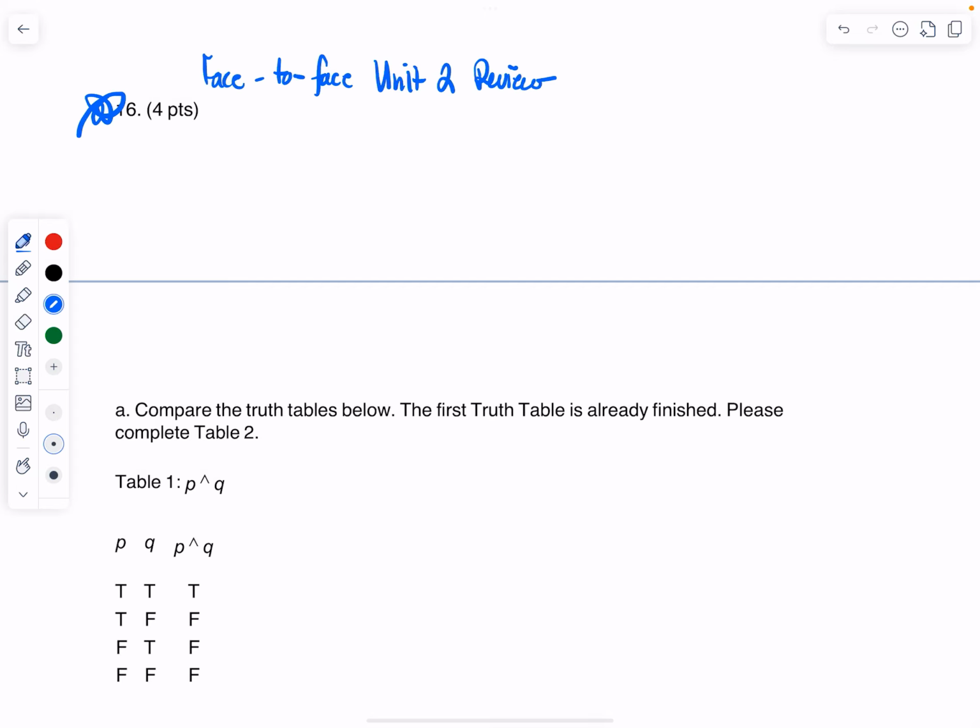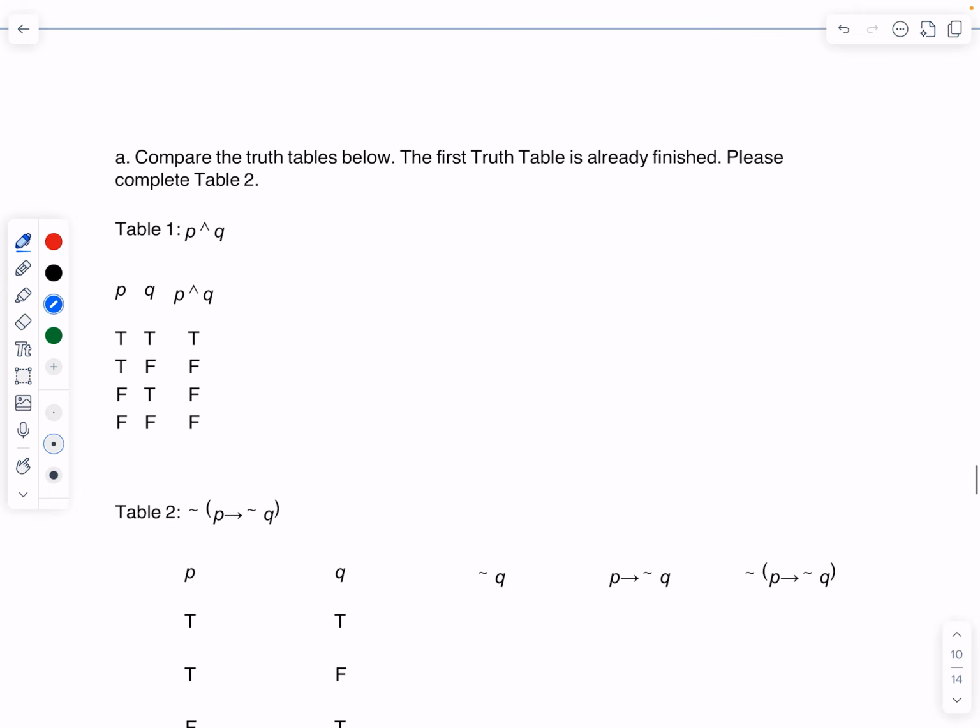Face-to-face Unit 2 review. This is question number 16. Compare the truth tables below. Use the first truth table that's already finished. Please complete table 2. So table 1 says P and Q, and they give the results as being true, false, false, false. Okay, because this is an and. The only time and is true is when both are true.